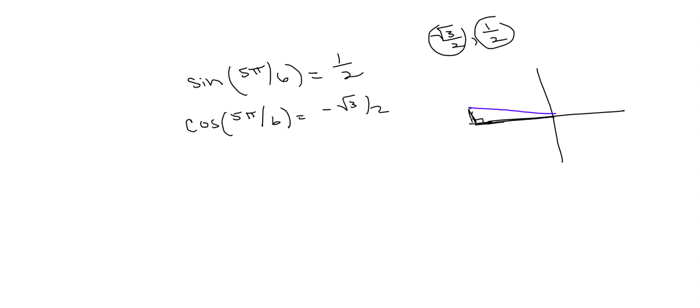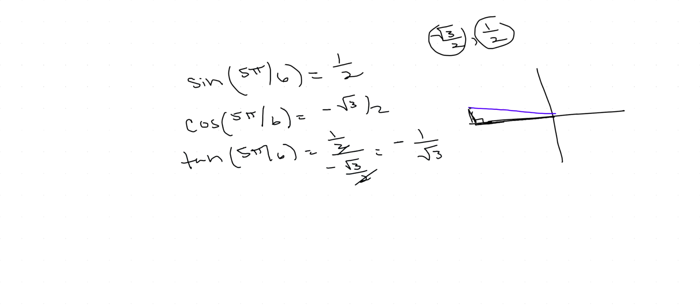Tan is going to be sine over cosine. So these cancel and you just get negative 1 over root 3. And likewise, you can find cosecant and secant just by flipping everything.